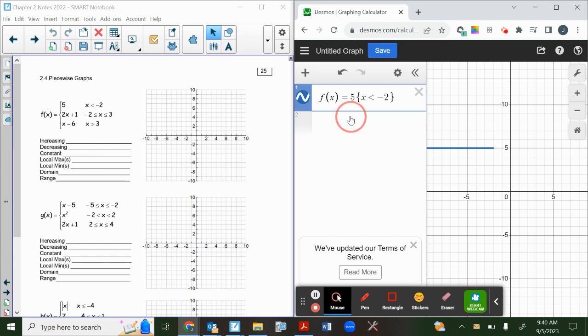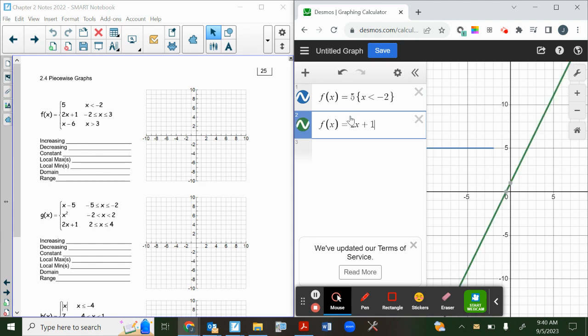Then the same thing happens with the next piece. f of x equals 2x plus 1 means a y-intercept of 1 and a slope of 2, so it's a straight line. But it says -2 is less than or equal to x, which is less than or equal to 3. You can see it's just this tiny part here. This time, because -2 is included, I can click on it. -2, -3 is that point, and then 3, 7. So there we have this section.